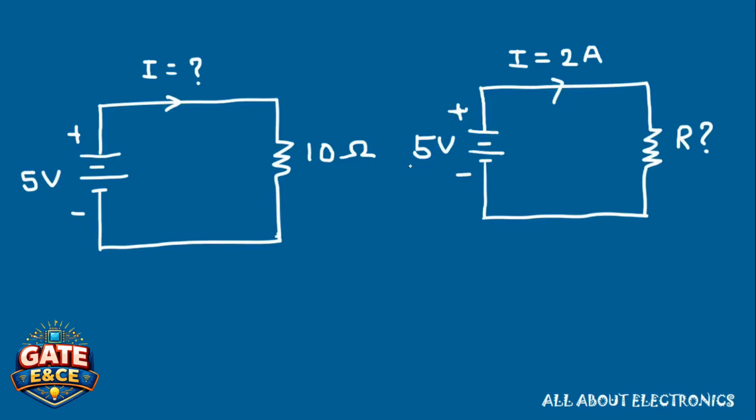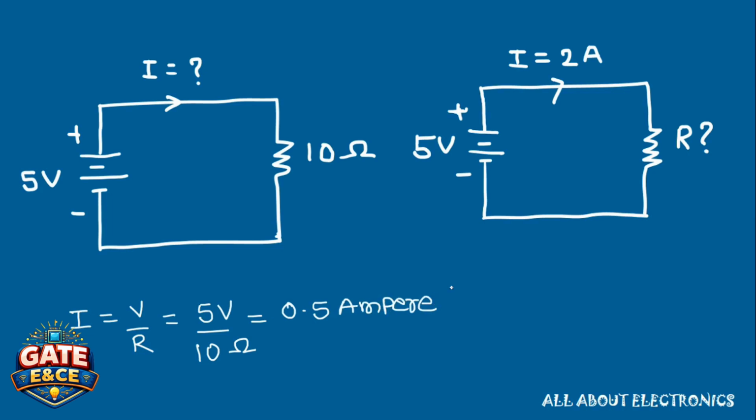So now let's take examples based on Ohm's law. In the first circuit we have a voltage source of 5 volts which is connected to a 10 ohm resistor. We need to find what is the current that is flowing through this 10 ohm resistor. The current I can be given as V divided by R. Here the voltage is 5 volts and the resistance is 10 ohms. So the current flowing through this circuit can be given as 0.5 ampere.